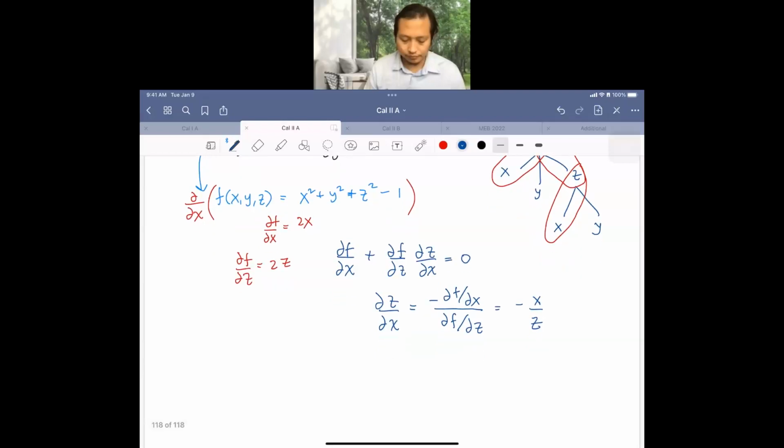Similarly, with the same method, we get dou z dou y, which is negative y over z.